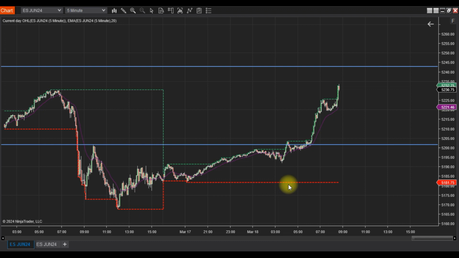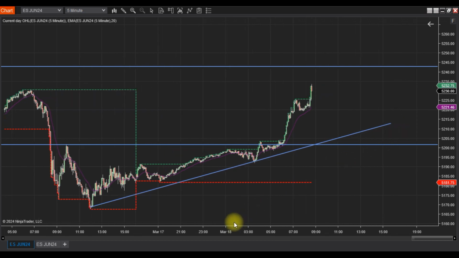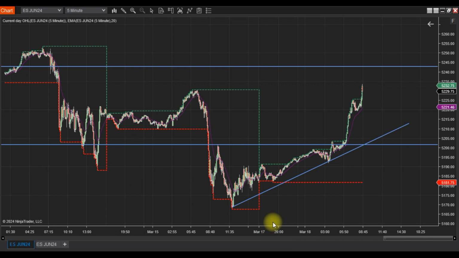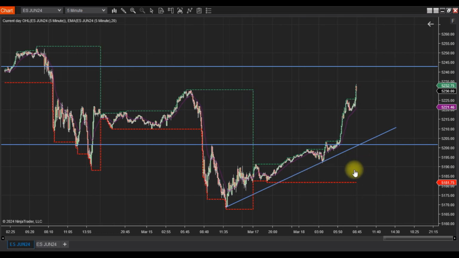Okay, let's draw some trend lines. Remember, guys, the market is a puzzle. You have all the pieces out in front of you. You just have to put it together. If you take a piece of the puzzle and you put it here, and let's just say maybe I put this trend line here. Well, that trend line doesn't make a lot of sense, does it? Okay, well, the piece to the puzzle doesn't fit.